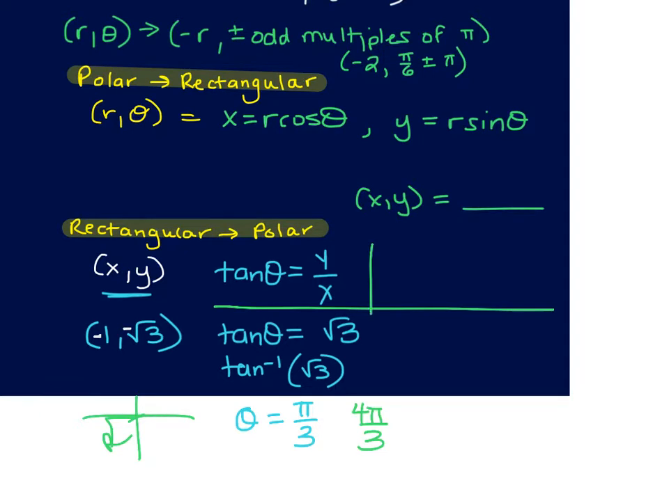And then the second part here would be to find r. R squared equals x squared plus y squared. And your answer here is going to be in r theta format.